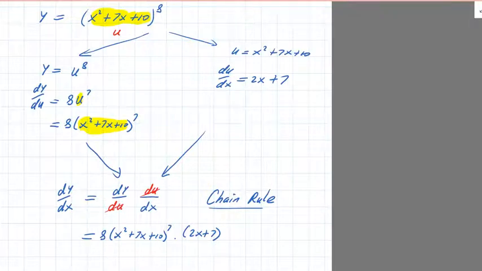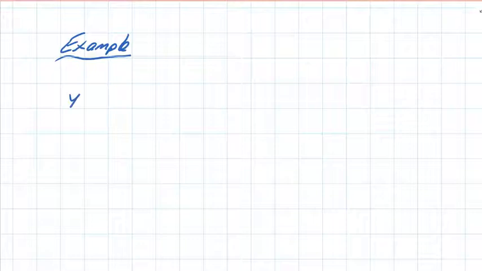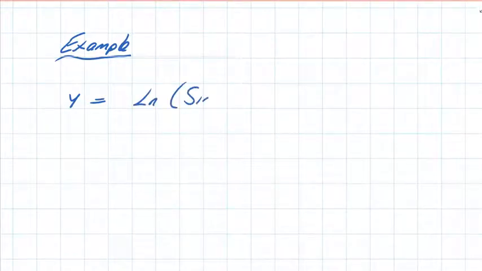So we'll try another one like that. So another example. So y is equal to sine x. Actually, maybe get the ln of sine x. So there's 2 parts to this question. There's a sine x and then there's an ln part as well.